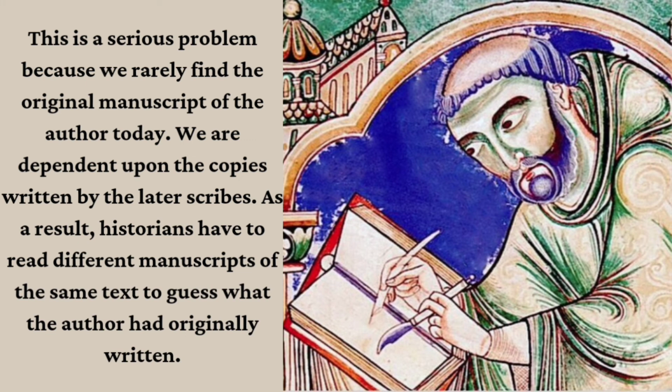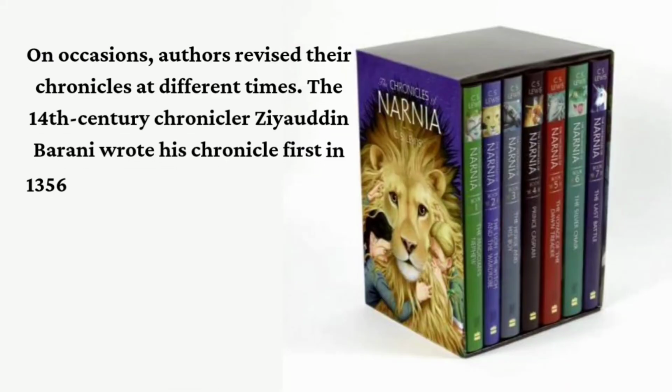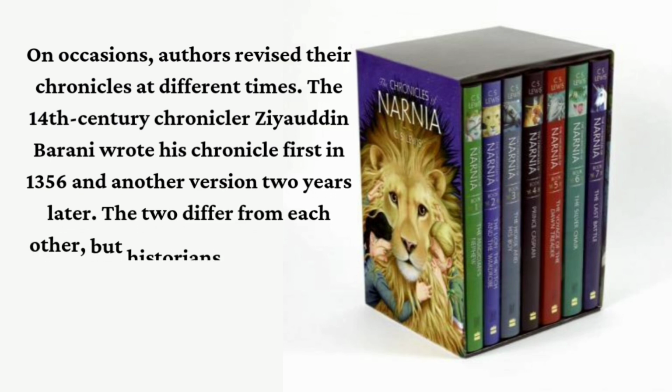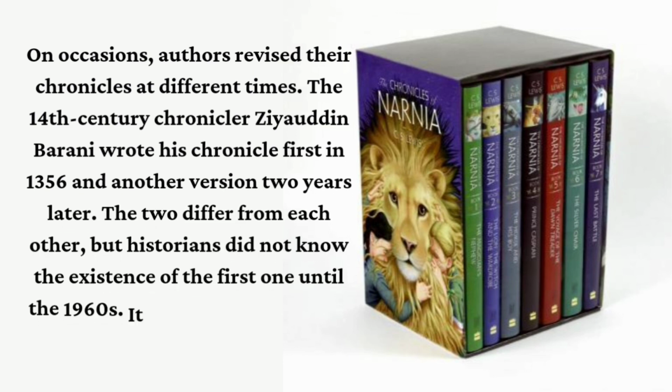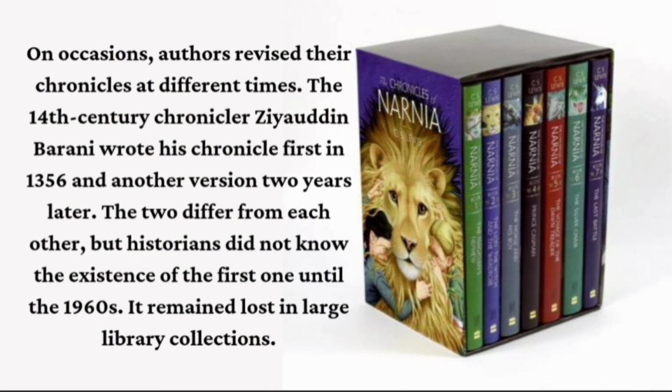As a result, historians have to read different manuscripts of the same text to guess what the author had originally written. On occasions, authors revised their chronicles at different times. The 14th century chronicler Ziauddin Barani wrote his chronicle first in 1356 and another version 2 years later. The two differ from each other, but historians did not know the existence of the first one until the 1960s. It remained lost in large library collections.